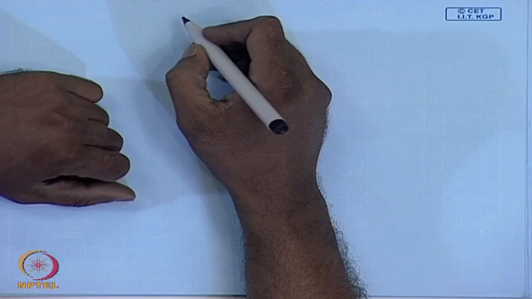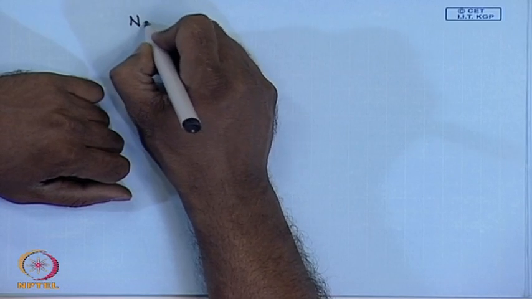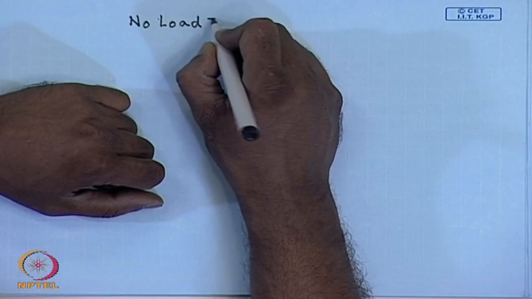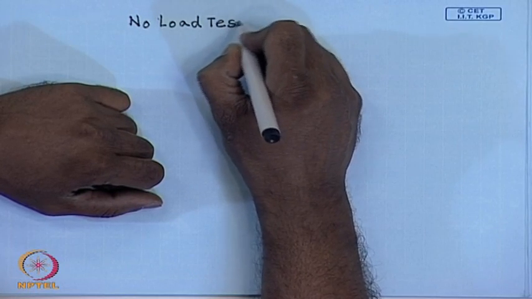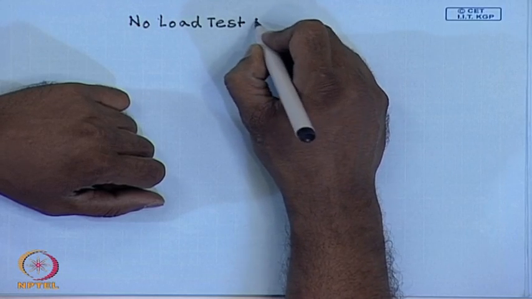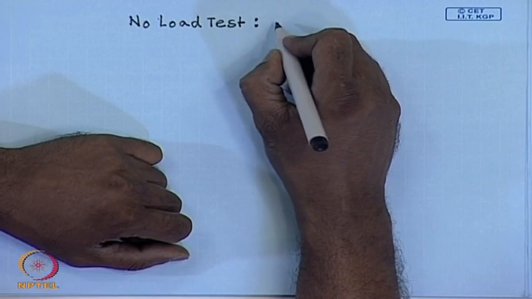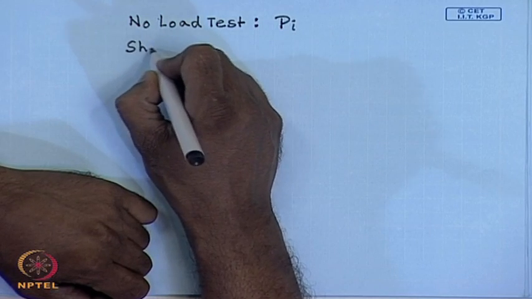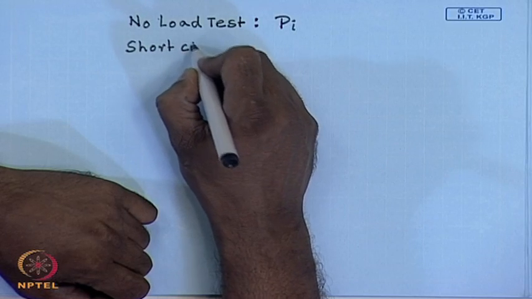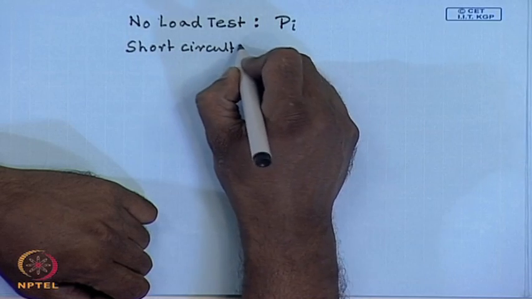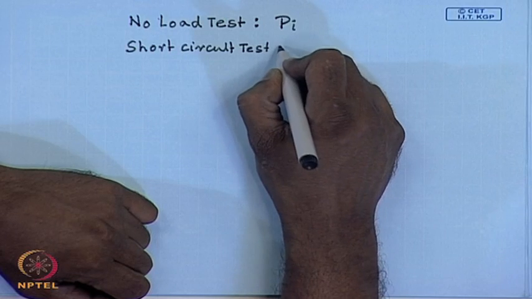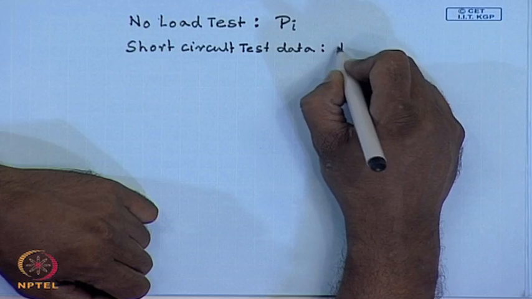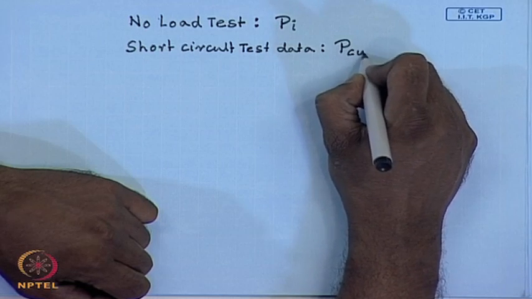So, let us say from the no load test data, we get the wattmeter reading to be Pi. From the short circuit test data, we get the reading to be PCU.